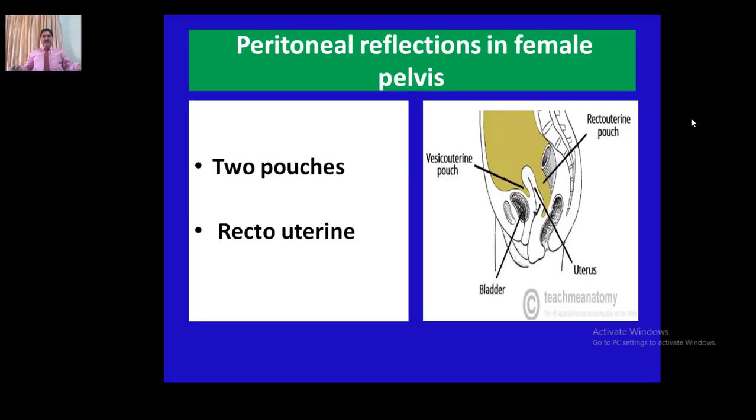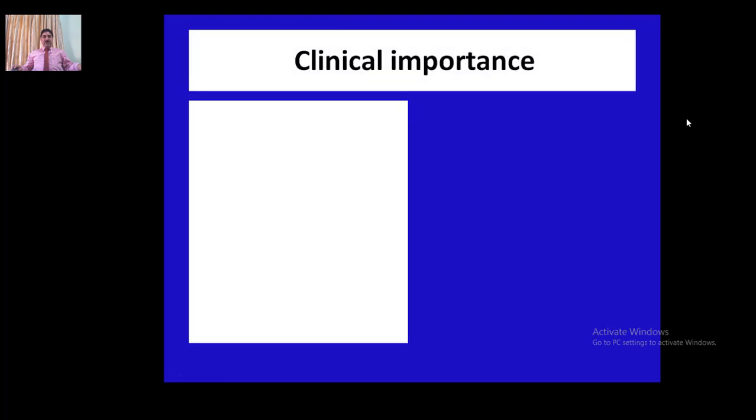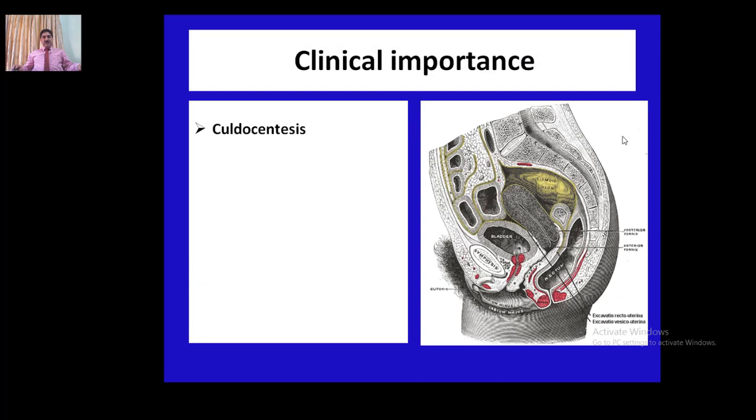Peritoneal reflection in female pelvis. In contrast to the males, in females, the uterus lies between the anteriorly placed urinary bladder and the posteriorly placed rectum. So there are two pouches. One pouch lies between the rectum and the posterior superior surface of the uterus. This pouch is called the rectouterine pouch of Douglas. The second pouch lies between the urinary bladder and the anterior inferior surface of the uterus, called the vesicouterine pouch.